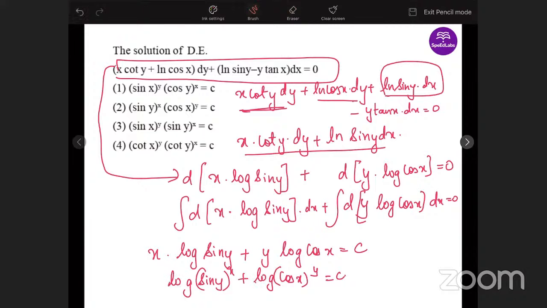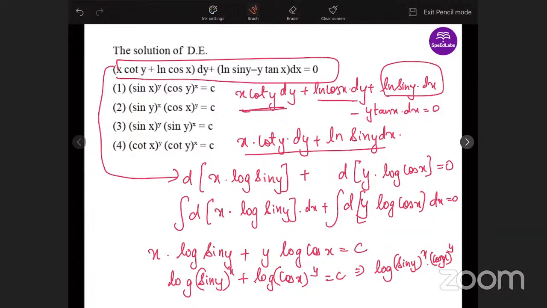So now, can we write like this? This implies, so now I can write it as log AB. Log (sin y) whole raised to x into (cos x) whole raised to y.